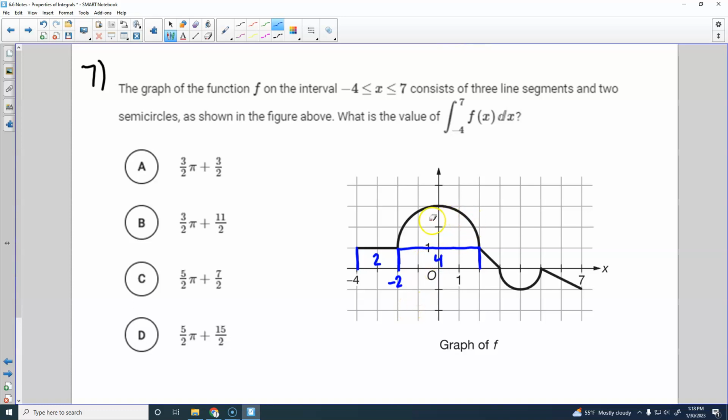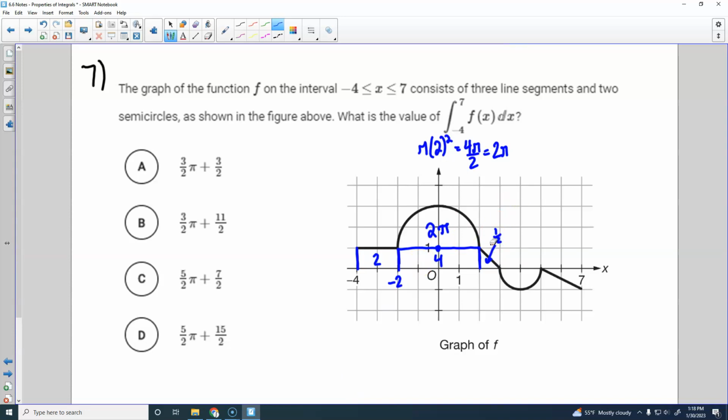And then this part right here has a radius of 2. So it would be pi times 2 squared, which would give us 4 pi, but then we would have to divide it by 2 because it's only a semicircle, so we would get 2 pi for this area right here. Then we have this little tiny triangle right here, and its area would just be 1/2.